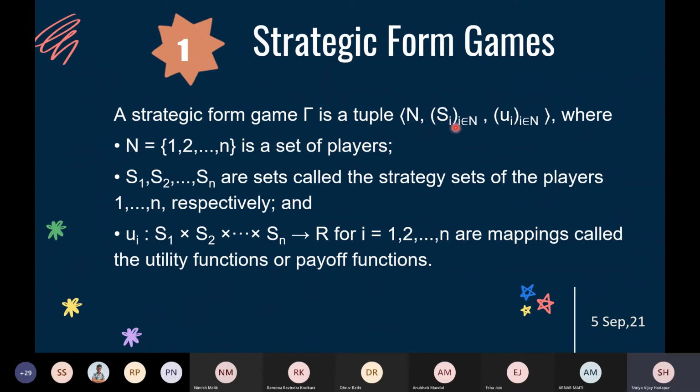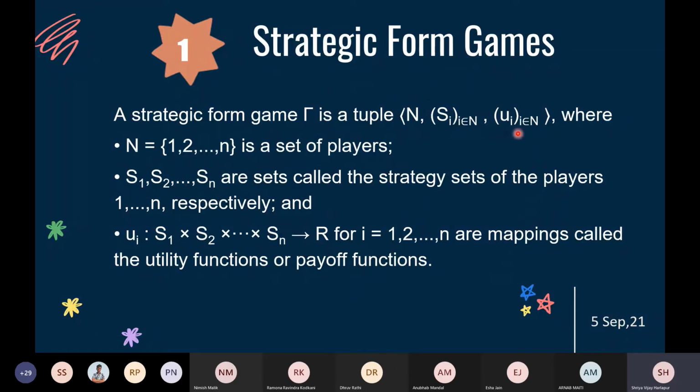Then you have Si for each player, which means each player has a particular strategy. So this is called a strategy set. So S1 is a strategy set for player 1, S2 is a strategy set for player 2, and so on. So each player has a strategy set which contains whatever strategies they can use in the game to sort of further and get to their objectives, right?